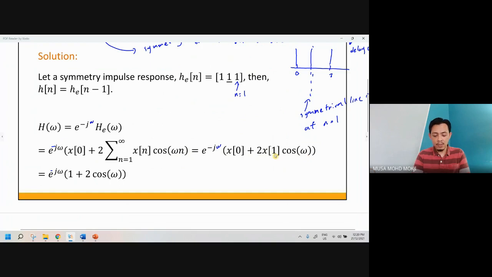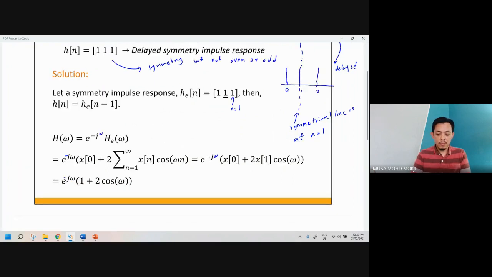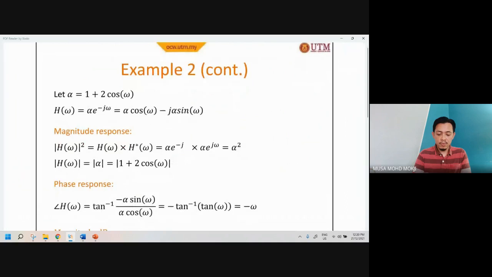All right, and then we just solve this one. So this is e minus j omega 1 plus 2 cos omega, because x1 is also 1. So 1 multiplied by 2 and then multiplied by cos omega. So this is the one that we have. So H omega is equal to e to the power of minus j omega, 1 plus 2 cos omega. So that's the frequency response.